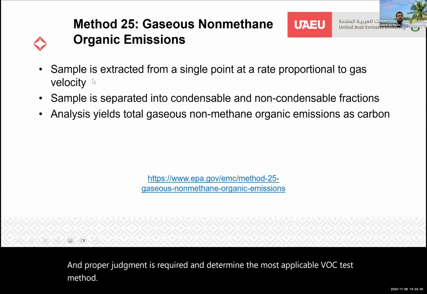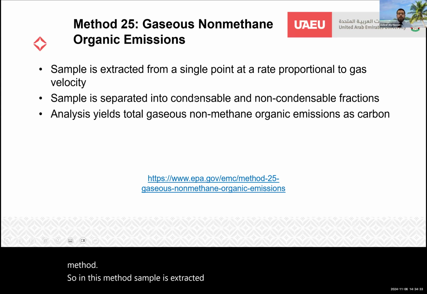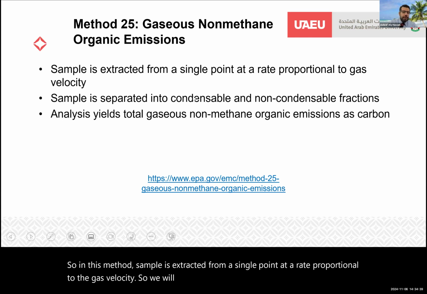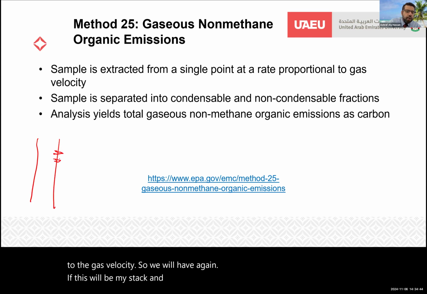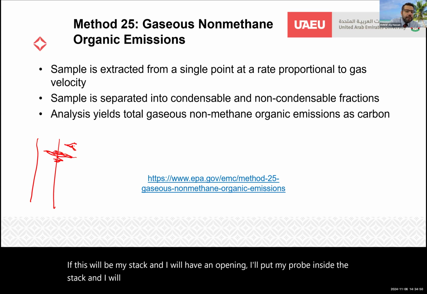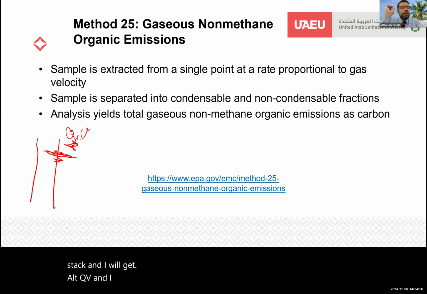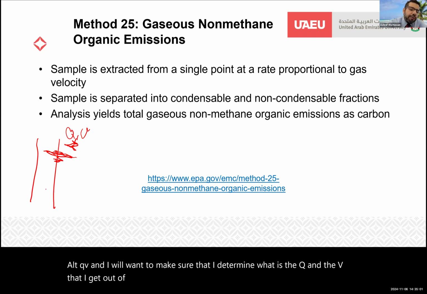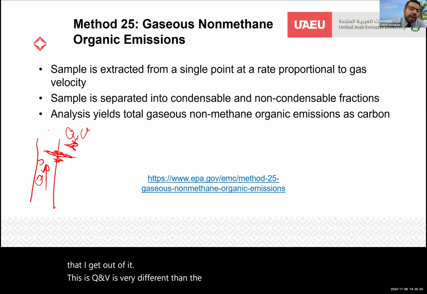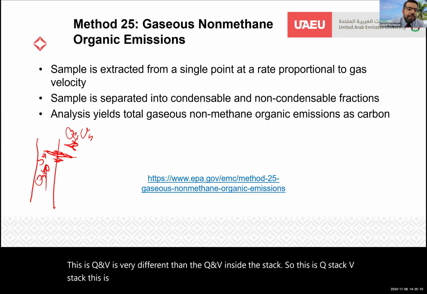So in this method, sample is extracted from a single point at a rate proportional to the gas velocity. So again, if this will be my stack, and I will have an opening, I'll put my probe inside the stack, and I will get out Q, V, and I will want to make sure that I determine what is the Q and the V that I get out of it. This Q and V is very different than the Q and V inside the stack. So this is Q stack, V stack. This is Q sample, V sample.